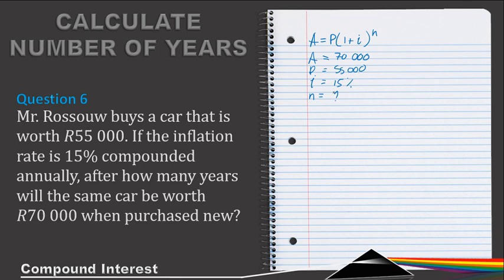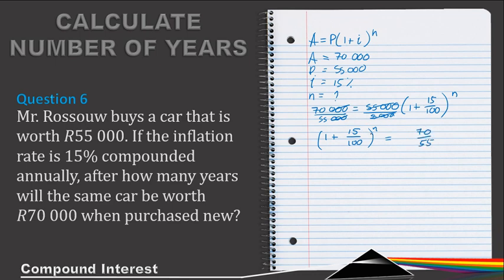So everything we have, we're simply going to substitute in. 70,000 equals 55,000 times (1 + 15/100) to the power of n. Solve for n. Now we start off by dividing both sides by the 55,000. This side completely cancels. The thousands can cancel each other. Then we are left with (1 + 15/100)^n equals, on this side, 70 over 55.